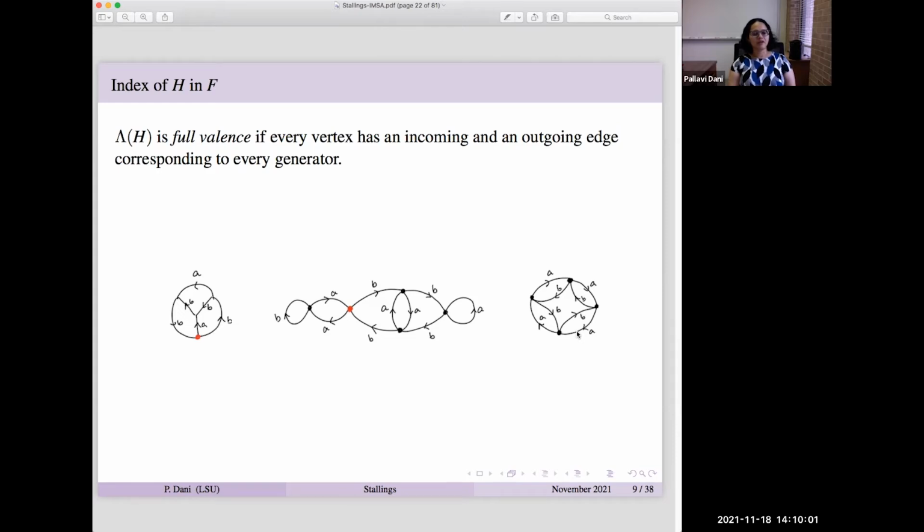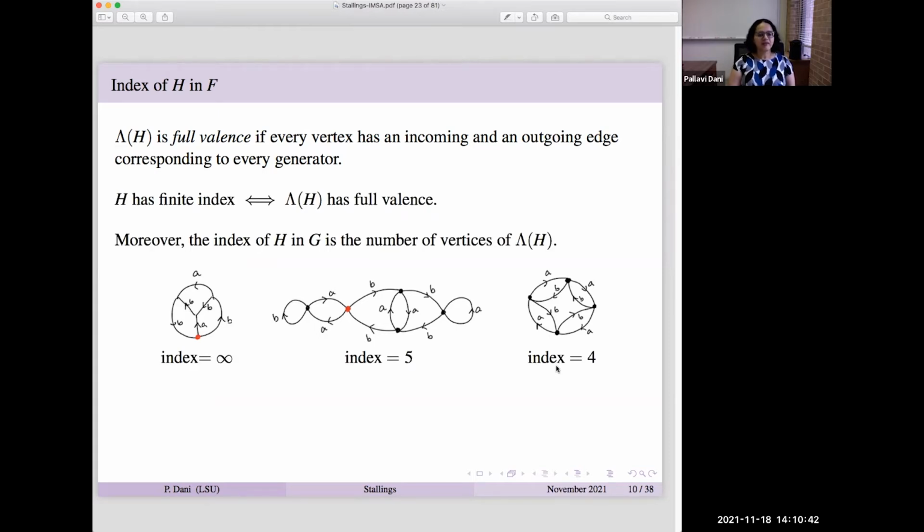So I'm going to introduce some terminology, which is not necessarily standard terminology, but it was what we used in our generalization. So we say that this graph lambda H is full valence if every vertex has an incoming edge and an outgoing edge corresponding to every generator, right? And so in my first example here, you see that this vertex here has valence 3. And so there's no outgoing, or there's no incoming A here. So this does not have full valence. But you can go through and check that in my other 2 examples, they all do have full valence.